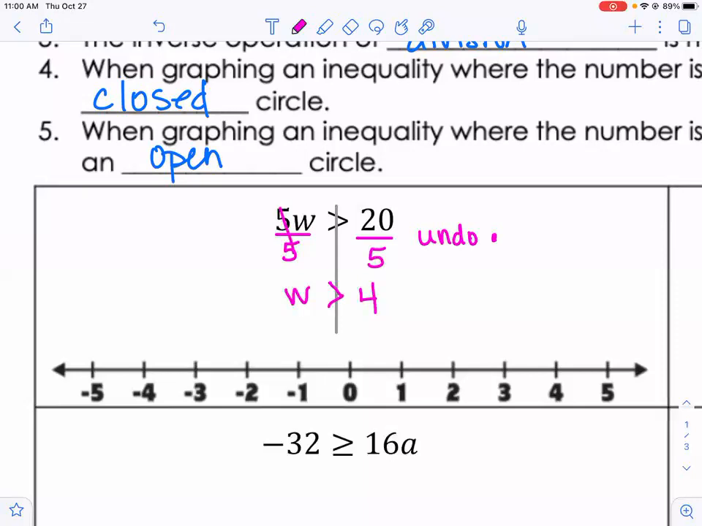Arislin, what kind of circle do I put for it? Okay. Jada, which way do I graph, right or left? Right. Is she right? No, I'm left. Okay, so I need to see 2 things. I need to see that your answer is the inequality W is greater than 4. And I need to see your graph done correctly.